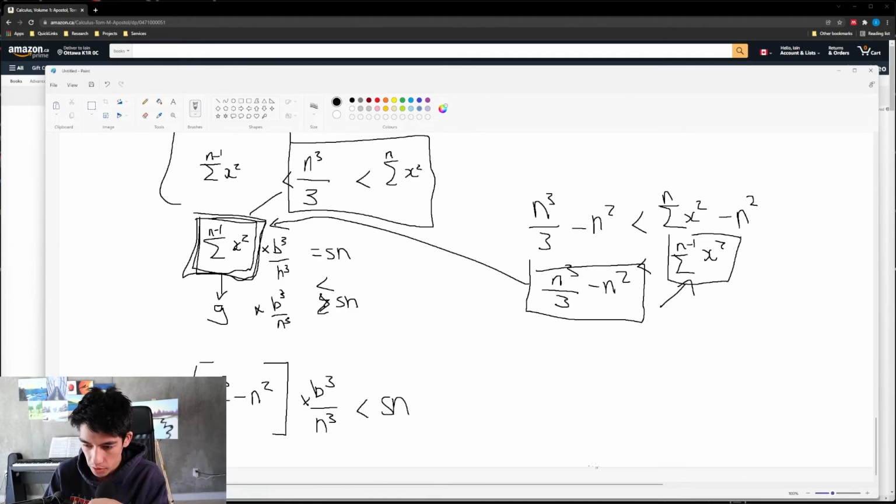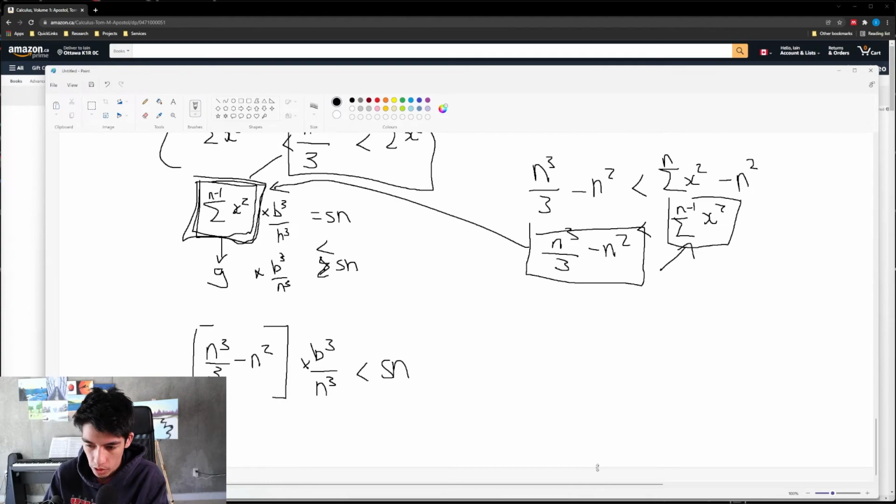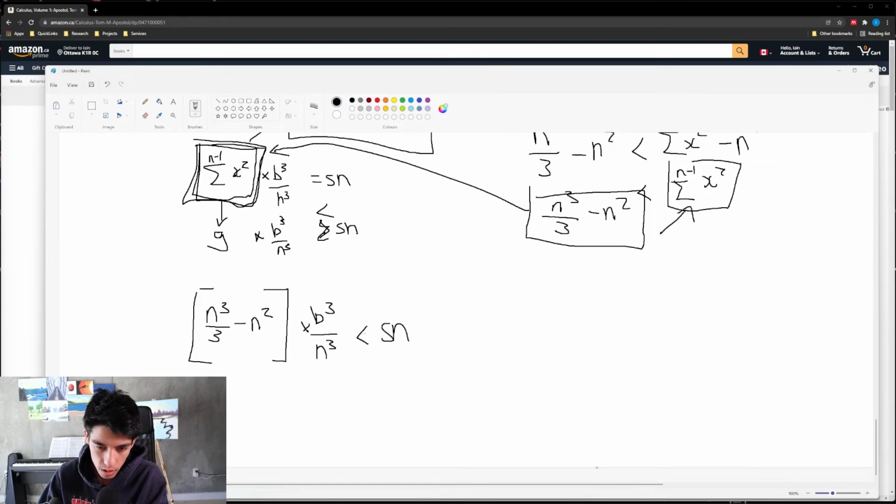We'll spend a couple seconds just simplifying this because we'll end up using it later. If I expand this, it would be b cubed over, and then the cubes cancel out, right? So it's b cubed over 3 minus b cubed over n, which is smaller than Sn.